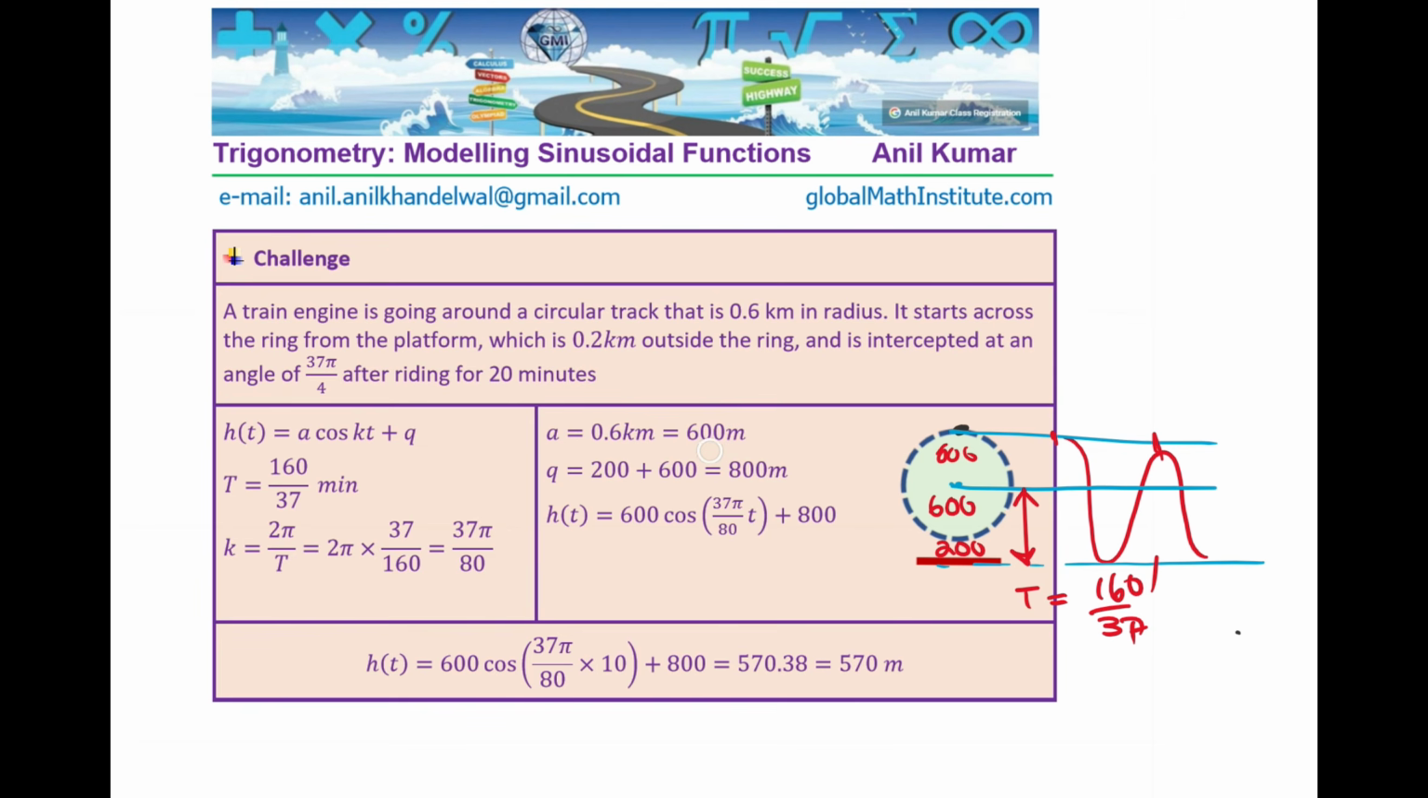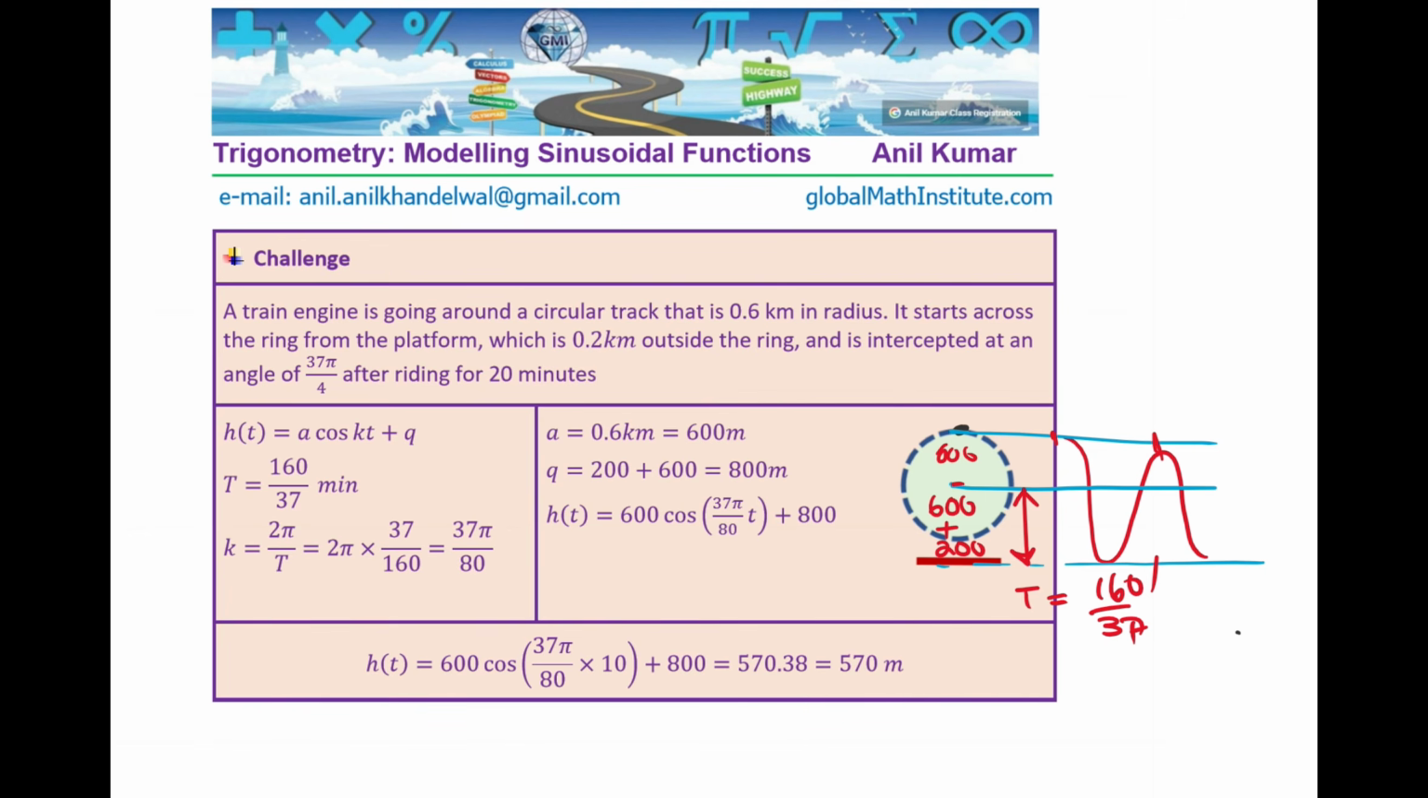Amplitude being the radius, 0.6 kilometer, written as 600 meters, q being the axis, which is the sum of 600 and 200, right? So add them up, you get 800. So the height or the distance away from the platform is 600 cos 37 pi by 80 t plus 800 as given here.